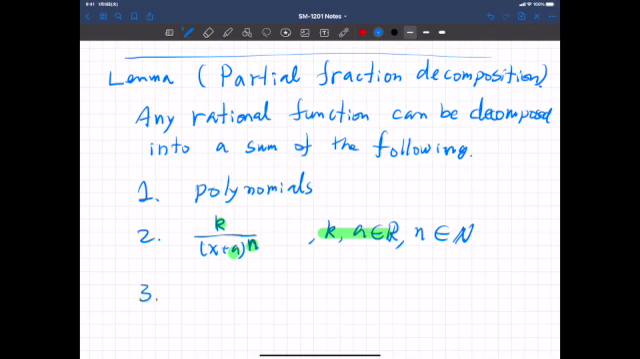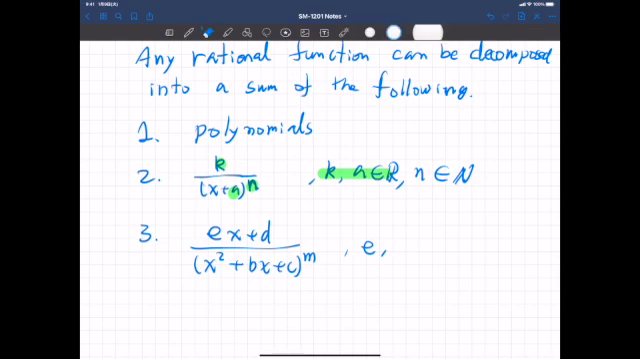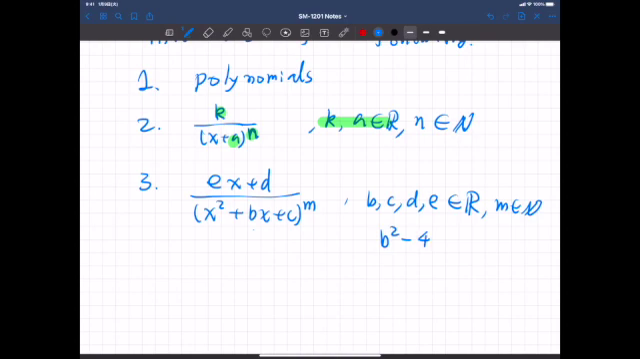And finally, ex plus d over x squared plus bx plus c to the power of m, where b, c, d, e are real numbers, and m is a natural number. And also b squared minus 4c is less than 0. Okay?